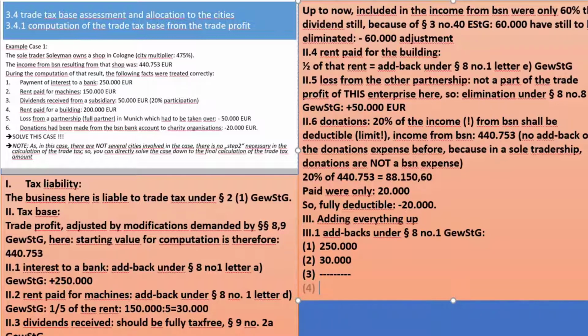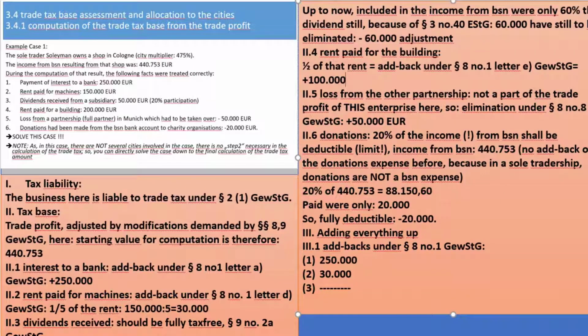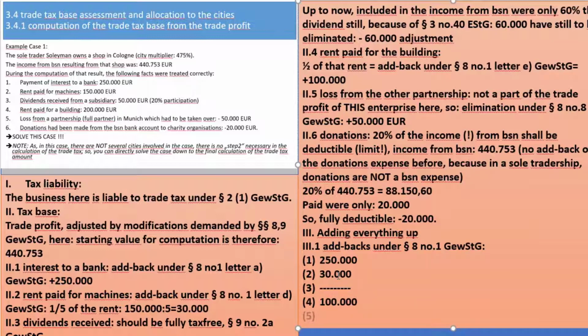The rent payment is added back. Well, and here I see, naturally, I forgot to write down the figure. So that was plus 100,000. So here we have 100,000. Number 5 is not related to 8 number 1. Number 6 is not related to 8 number 1. So we can now draw a subtotal. So that will be 380,000.